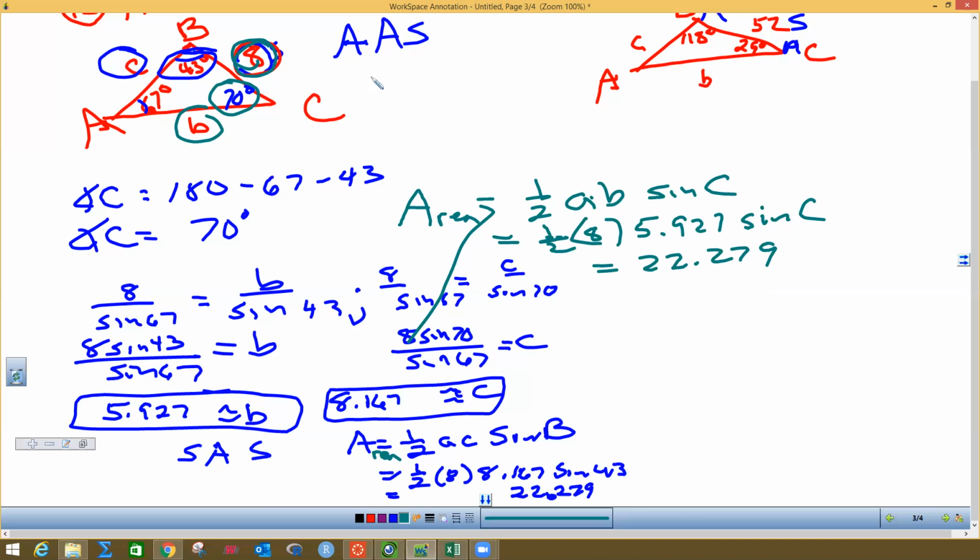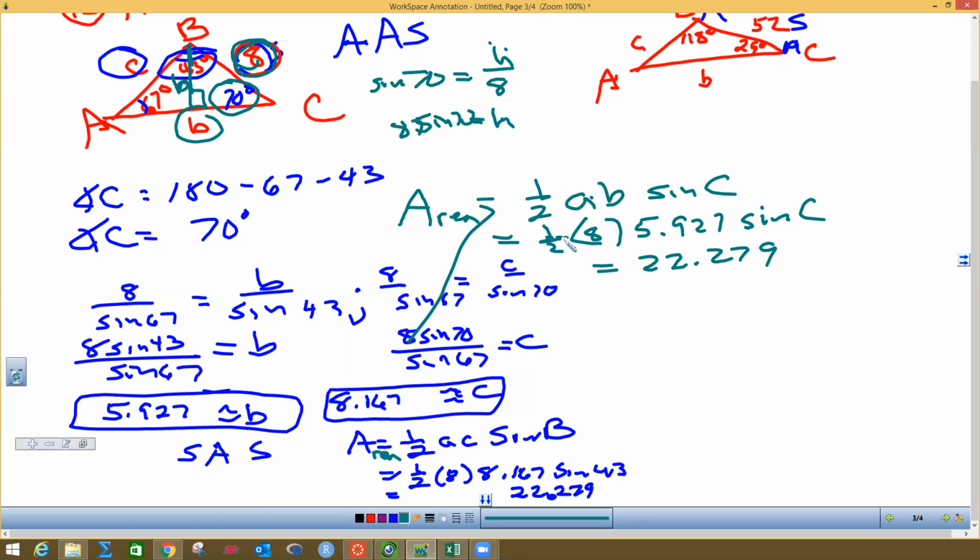Just so you know, if I was using B as my base, this height would be like this, right? And isn't this the opposite leg right there? So I believe if you use this 70, the sine of 70 equals the opposite leg, which is the height, over the hypotenuse. Maybe I should put H here because that's the height of the triangle. So the height is 8 sine 70.